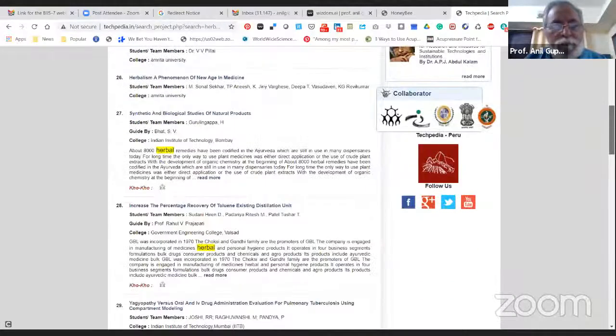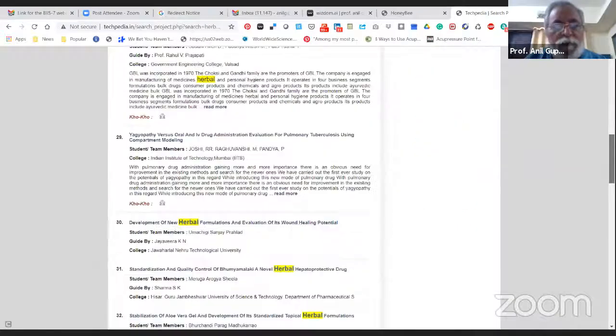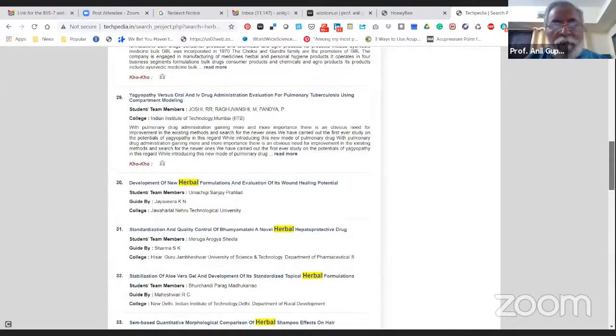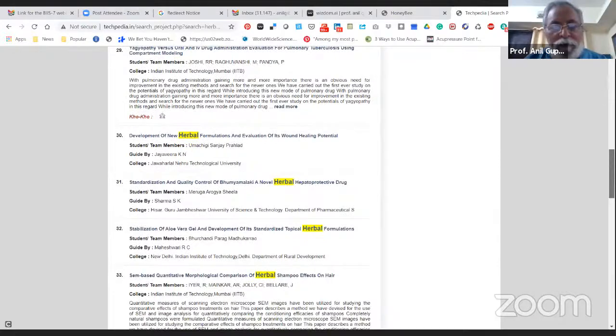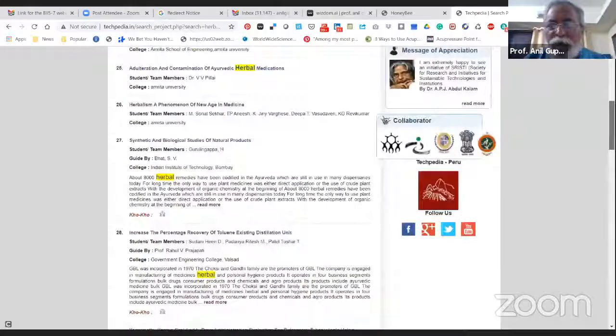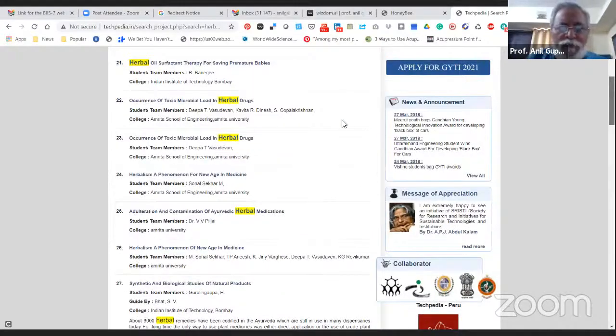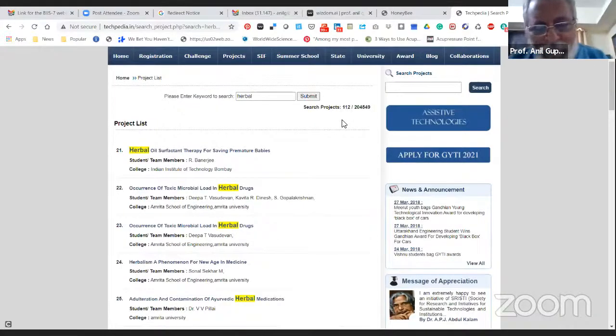So, Government Engineering College in Valsad, percentage increasing the toluene, wound healing potential of new herbal formulation, JNTU, Andhra Pradesh, or Telangana, Hisar. So you can find, and 99% of these projects will not be published because they are either undergraduate projects, most of them, some are postgraduate projects. So we need to be aware of that.